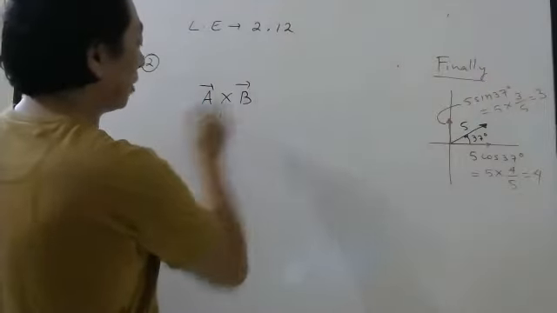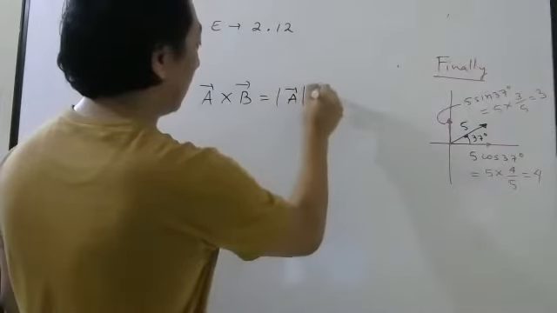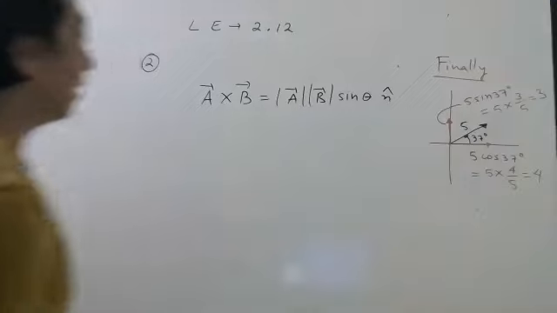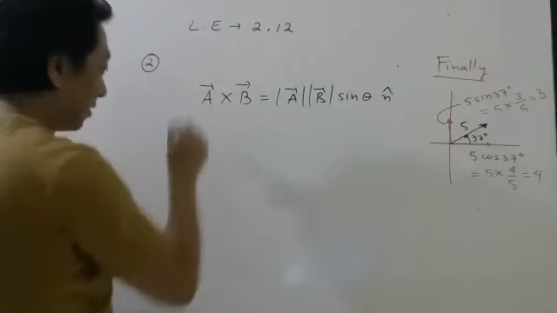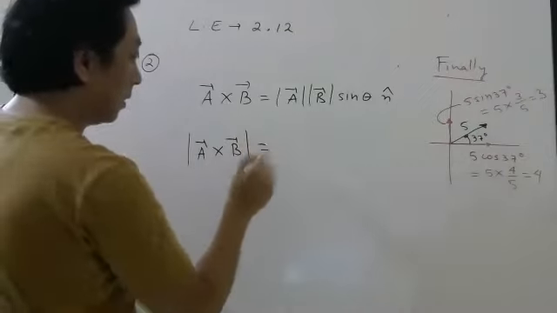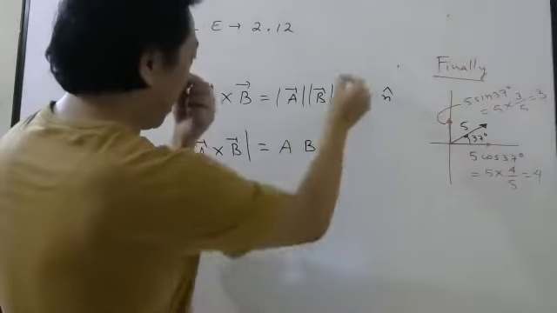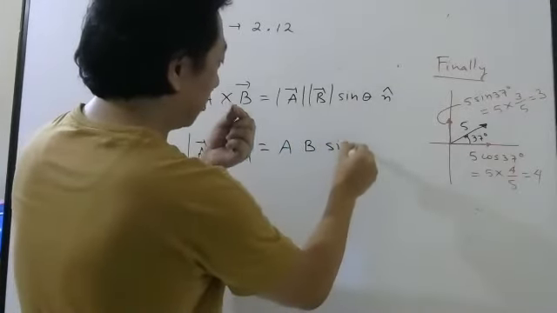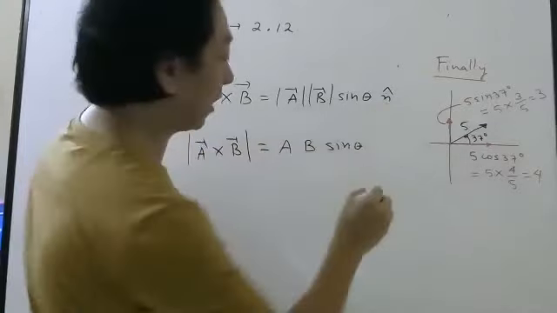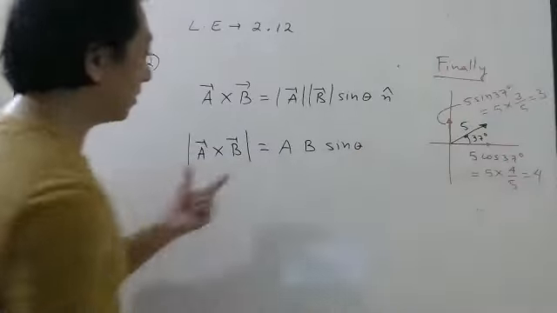So in exam, how should I write? Cross product is magnitude of A bar, magnitude of B bar, sine of theta, n cap. Now they want the magnitude of this, so we take the modulus. Magnitude of this will be A only. Magnitude of this is B only. Magnitude of this is sine theta only, because it is just a number. Magnitude of n cap: n cap is a unit vector, so it will be 1. If you multiply with 1, it doesn't matter. So this is the magnitude.